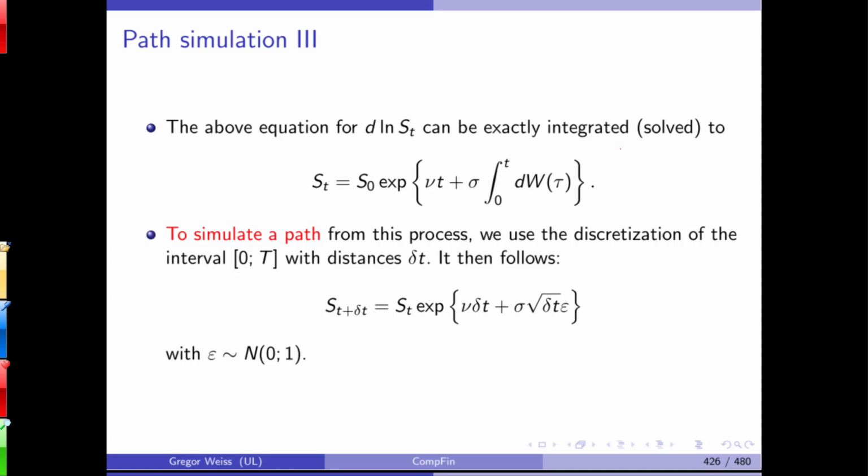And the exact solution is S_t equal to S_0 times the exponential function of nu t plus sigma times the integral from 0 up to t of dW_tau. And to simulate a path from this process, we now use a discretization, and the discretization is S_{t+delta t} is equal to S_t times the exponential function of nu delta t plus sigma square root of delta t epsilon, and here epsilon is a standard normal distribution, or a number simulated from a standard normal distribution.